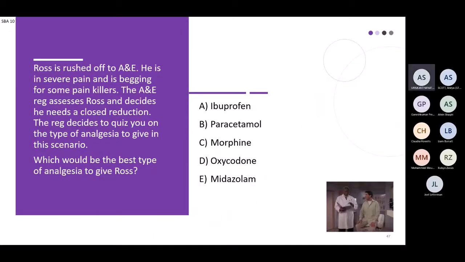I think this is the last SBA. So Ross rushed off to A&E. He is in severe pain and is begging for some painkillers. A&E Reg assesses Ross and decides that he needs a closed reduction. The Reg decides to quiz you on the type of analgesia to give in this scenario. Which would be the best analgesia to give Ross? So I'll open up the polls.